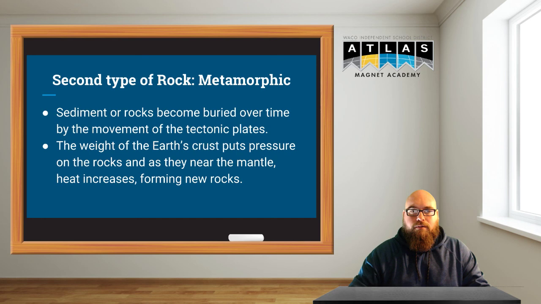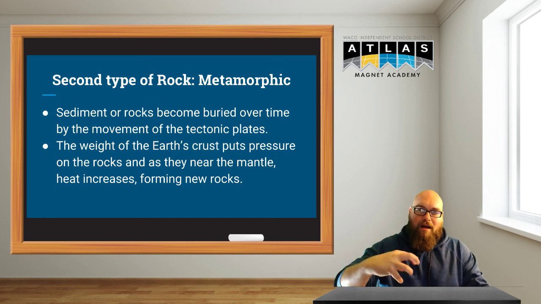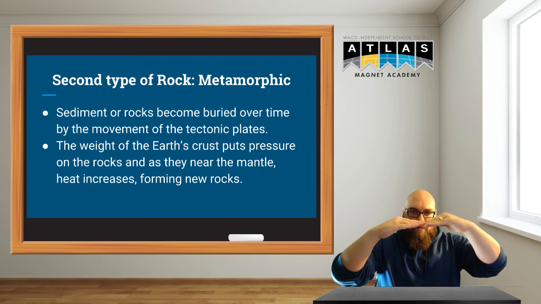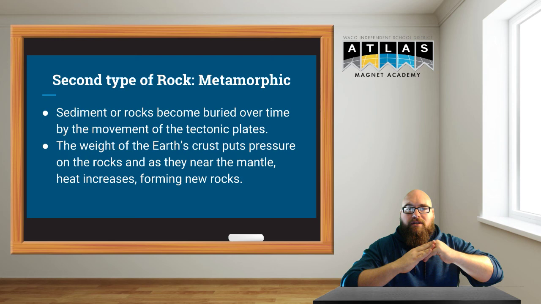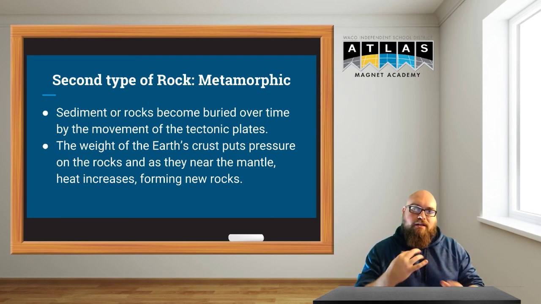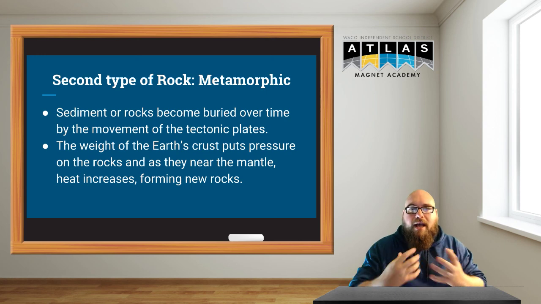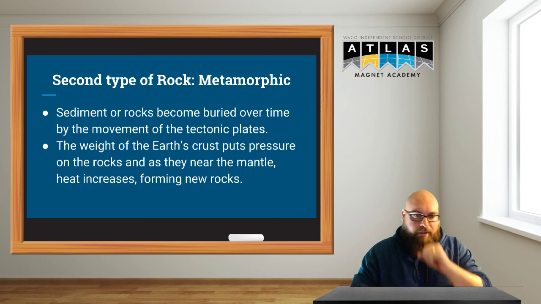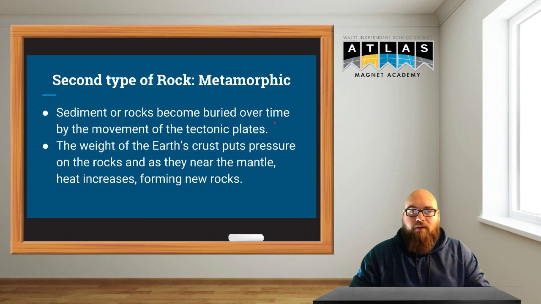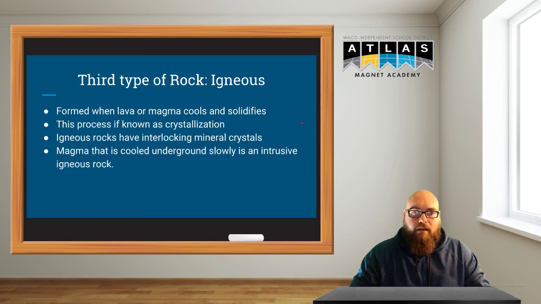So the weight of the earth's crust that is pushing down is where we're getting the pressure, and the rocks, as they get pressed further and further down towards the mantle where the heat is so extreme, we start to get a melting of the rock and a reforming of those ingredients in new ways, new mixtures, almost kind of like baking a cake. But it takes the heat and then it takes the extreme pressure in order to make a metamorphic rock. Our third type of rock is pretty cool.